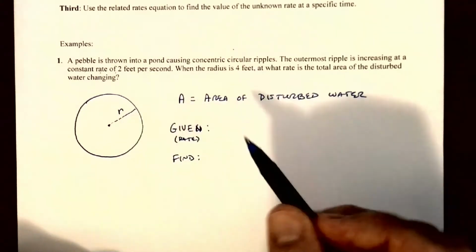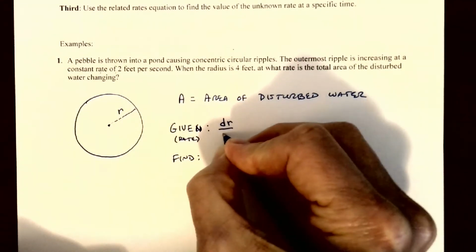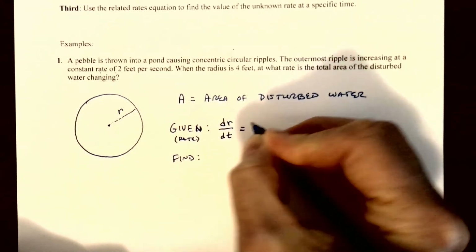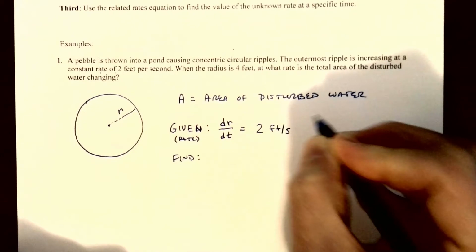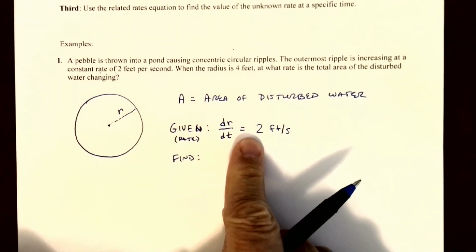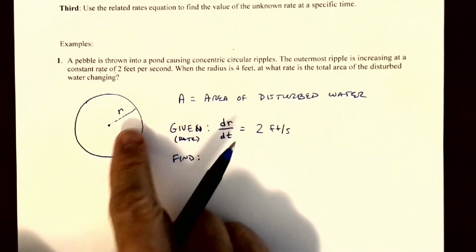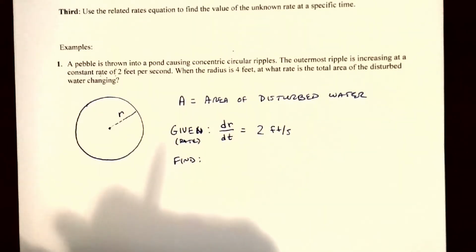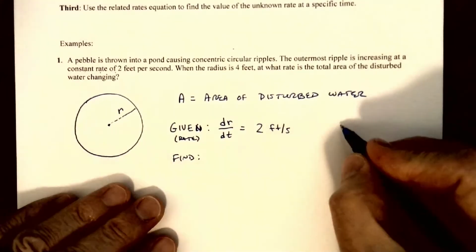And so the given rate of change is the derivative of r with respect to time. And we know that's going to be 2 feet per second. It is important to note that that's a positive 2 feet per second because the value of r is increasing as time progresses.